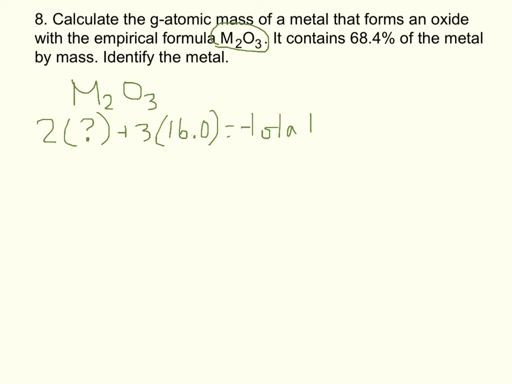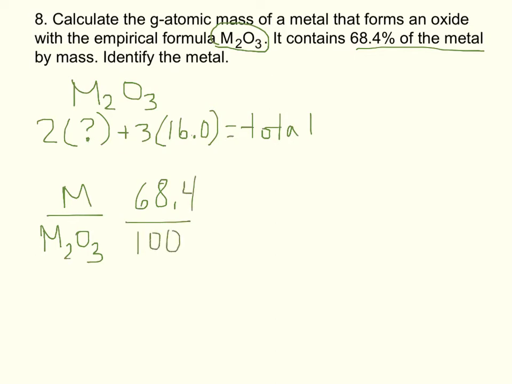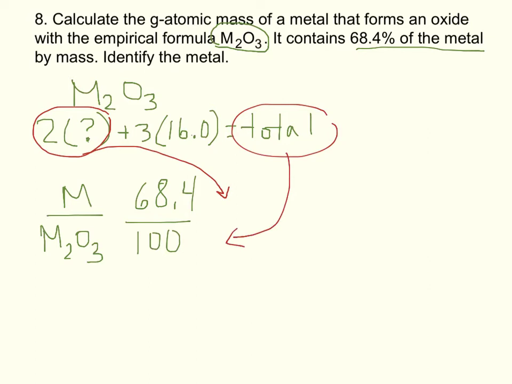If it contains 68.4% of the metal, that means if we're looking at metal to M2O3, the metal is 68.4 out of 100. But I can't set that up to anything because I don't know what the metal is. So I don't know what the part metal is, and I don't know what the total is if I were going to try to make a direct proportion. So what do I know? Well, if it's 68.4% of the metal, that means that it is 31.6% oxygen.